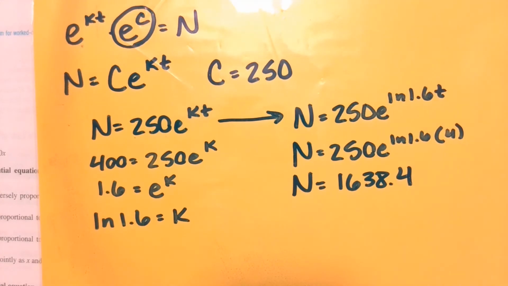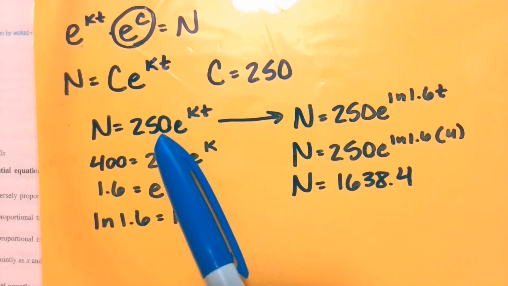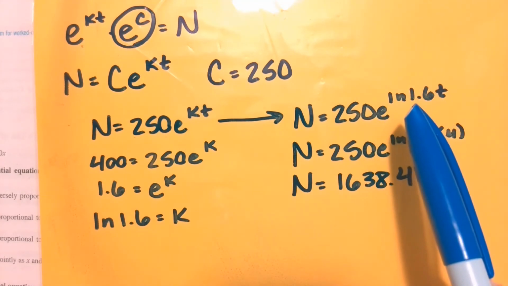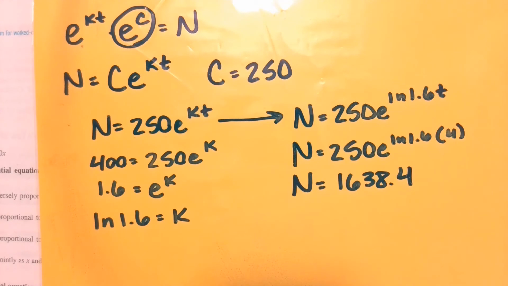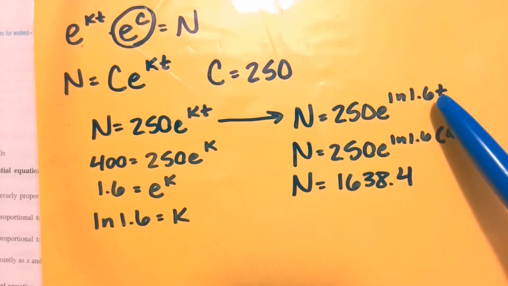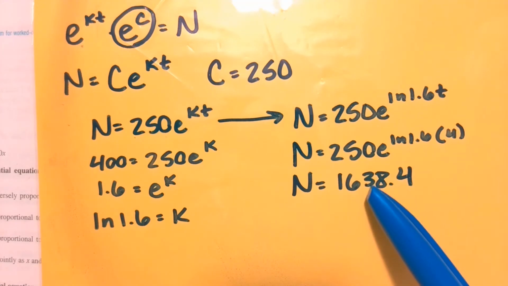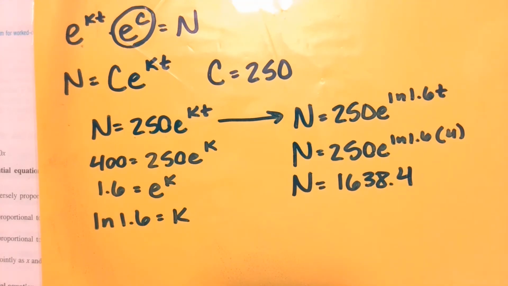They didn't give us any context for this problem, but say we were talking about the growth of bacteria. That would mean that there were 250 bacteria present initially. This natural log of 1.6 is telling us that it is growing because that's a positive number. It's greater than 1. And it's growing at that rate. And then our 1638.4 is telling us that that's how many bacteria would be present at t equals 4. Again, just making up some context there, but that's what it would mean.